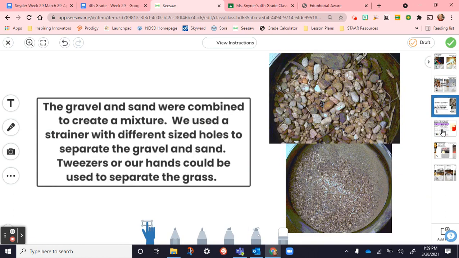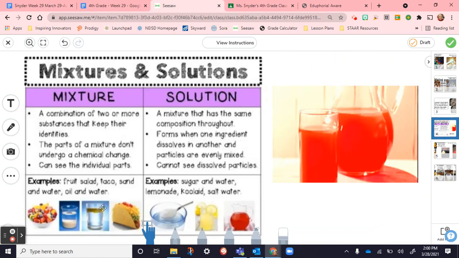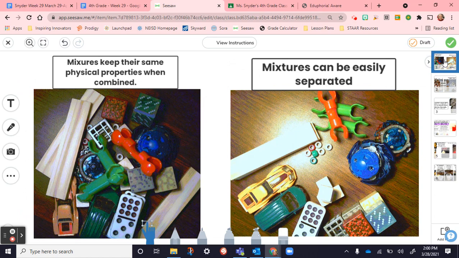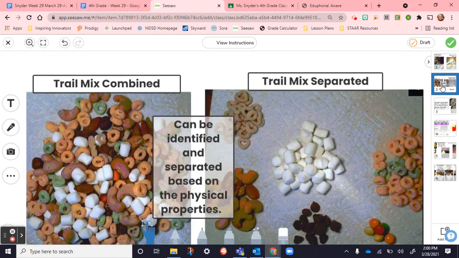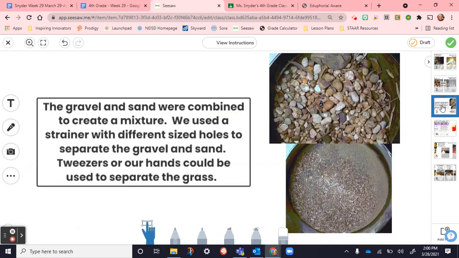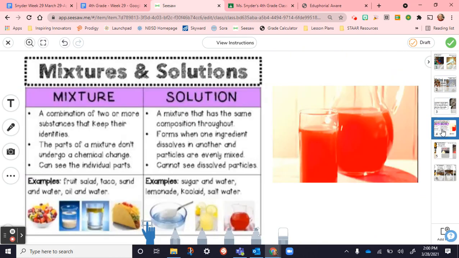Here are some other examples: fruit salad, taco, sand and water, oil and water. So we made different ones last week. We did the toys, the trail mix, and the gravel and sand. Then this week we're going to be talking about solutions.